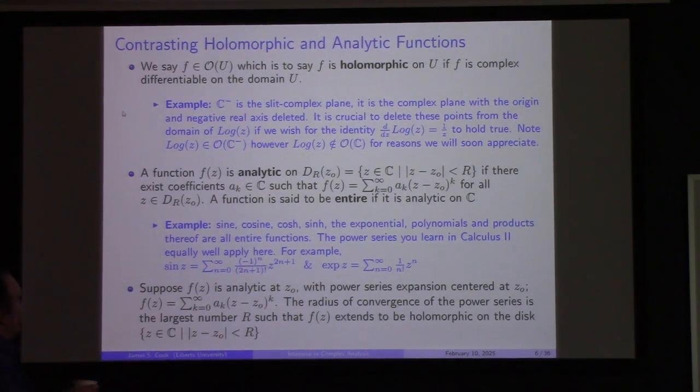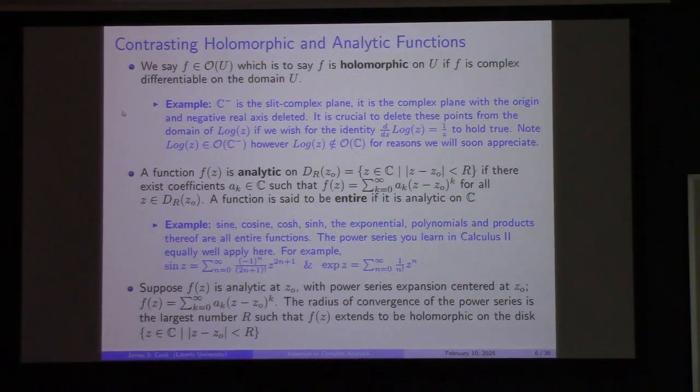So if we look at holomorphic versus analytic functions, these are really different concepts. The concept of holomorphic means that your complex function is complex differentiable on some domain. Now a domain is an open connected set, all right? So to say it's holomorphic is to say it's complex differentiable on some open connected set.